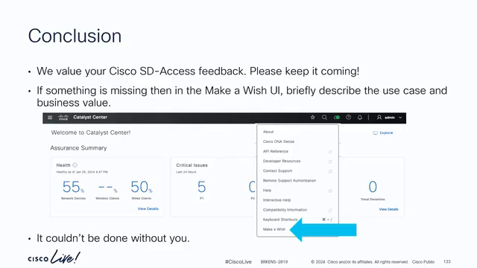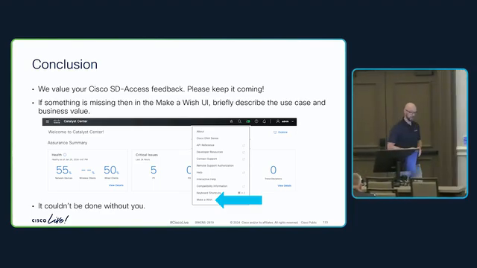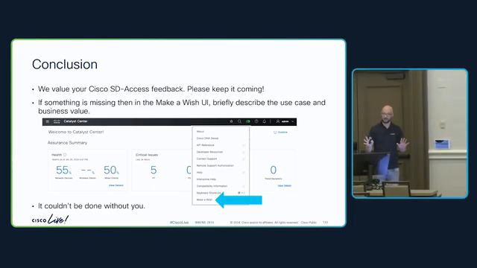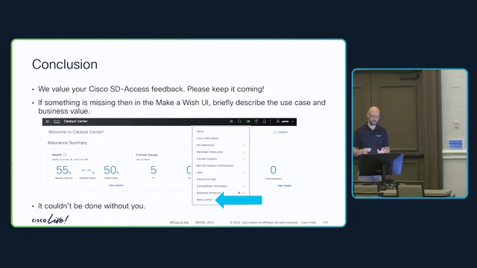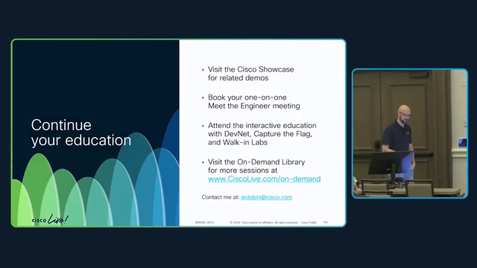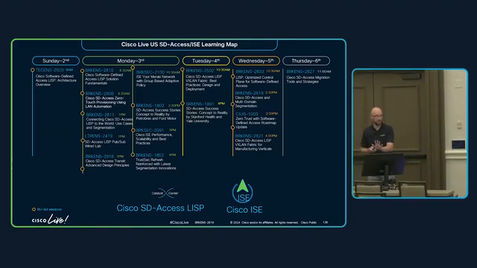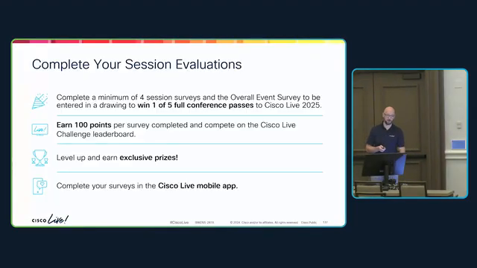So very quickly, with only 2 minutes over time, it's your feedback that keeps this thing going, so please keep telling us what you need. If something is missing, make a wish. There's a knob in the Catalyst Center UI. We've had some customers talk about SD-Access this week. You can watch those recordings later. There's more SD-Access tomorrow. The sessions are there on the roadmap.